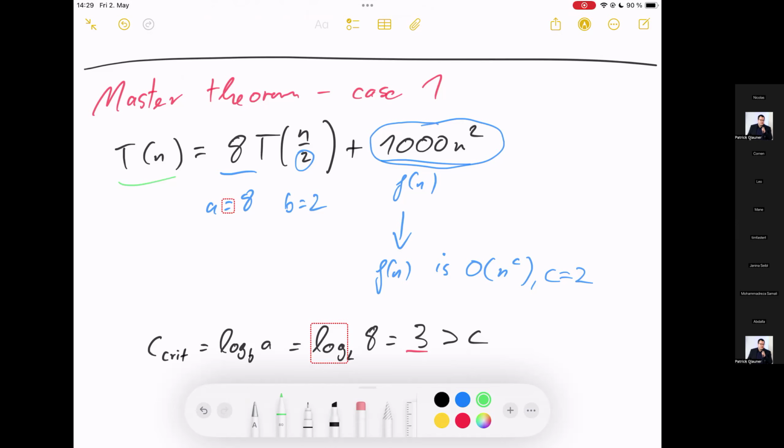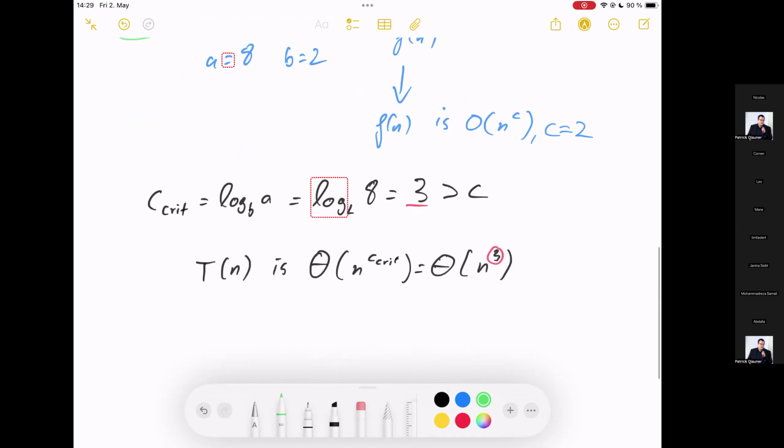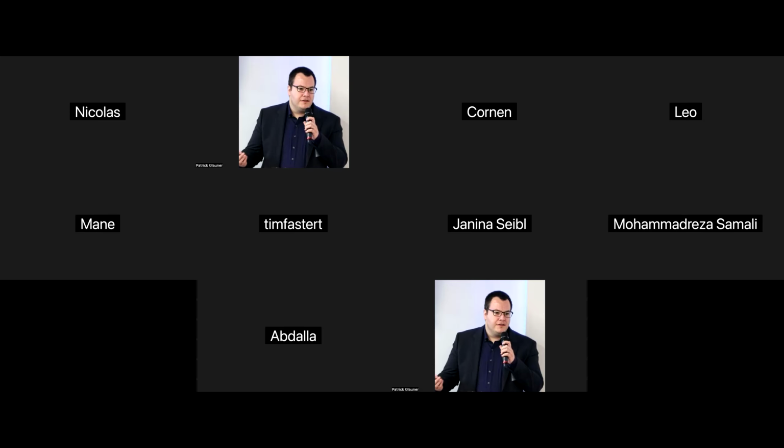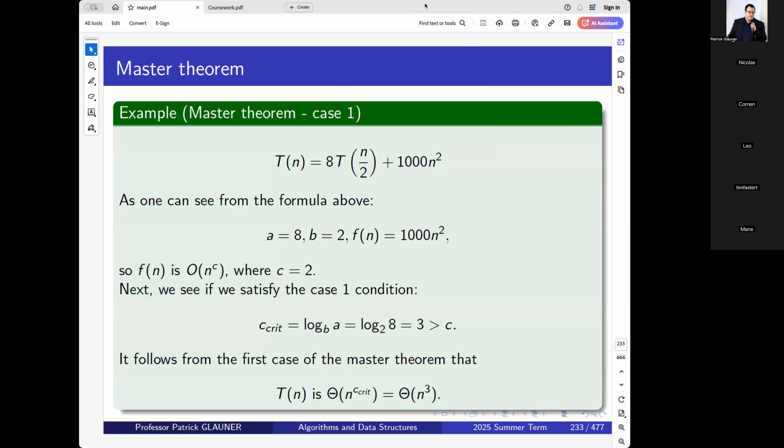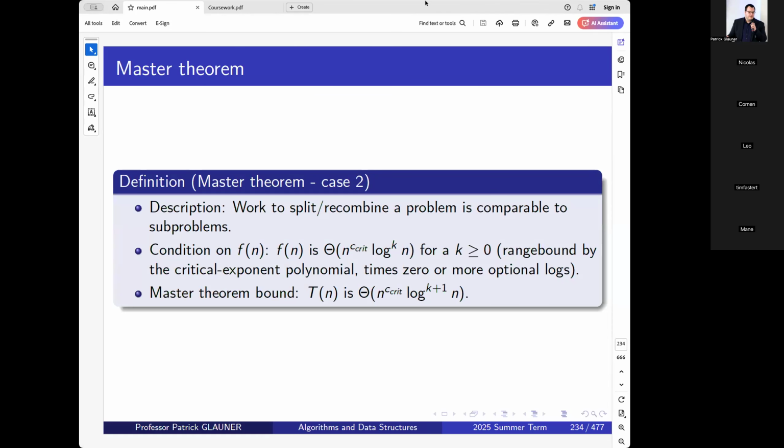And feel free to apply the master theorem to all these recurrence relations from last week if they are actually suitable for the master theorem. So, and the beauty is also we get thetas, not O's. So thetas are actually preferable. This case 1 example is also in the slides, and there's a case 2.